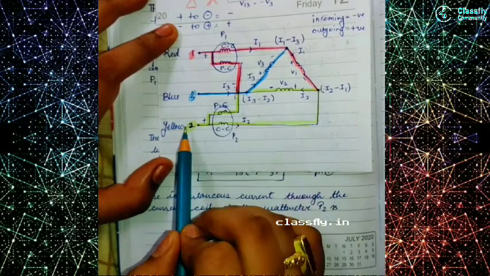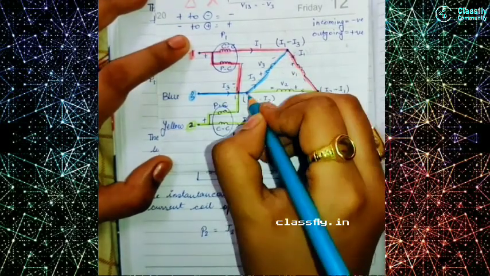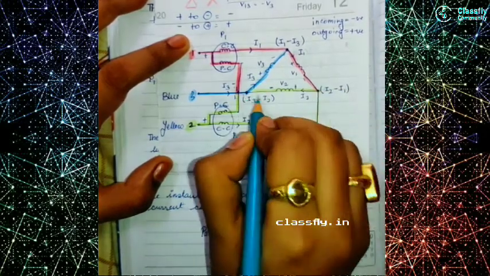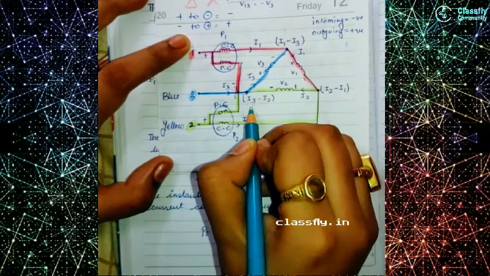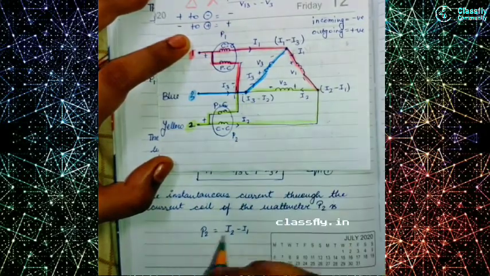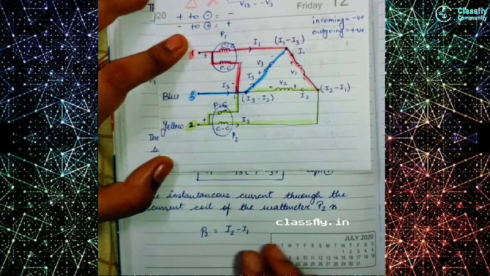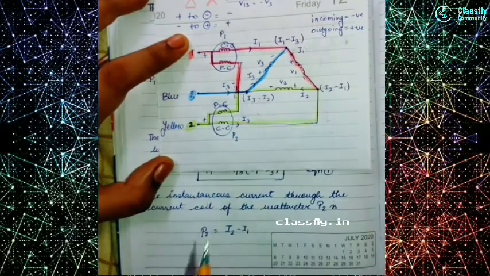So here we will see that at this point, what will be the current? I3 is outgoing, whereas I2 is incoming. So outgoing will be positive. So I3 minus, because incoming is I2, so minus I2. So you got your instantaneous current for the wattmeter P2, that is I2 minus I1, right? So you find this one.